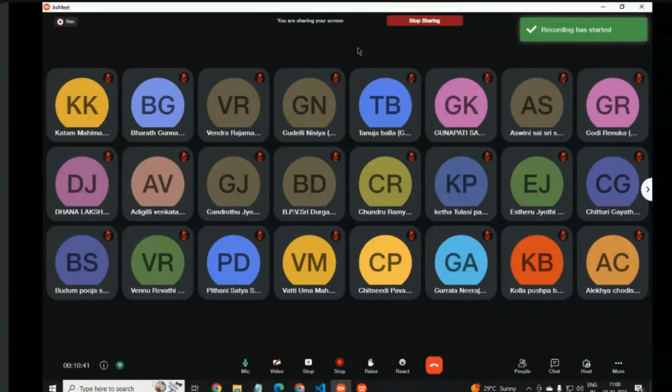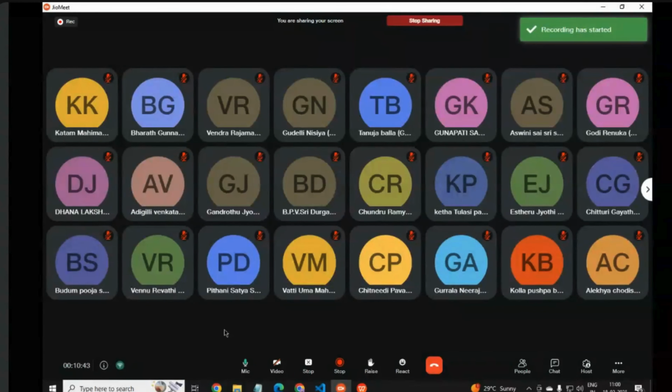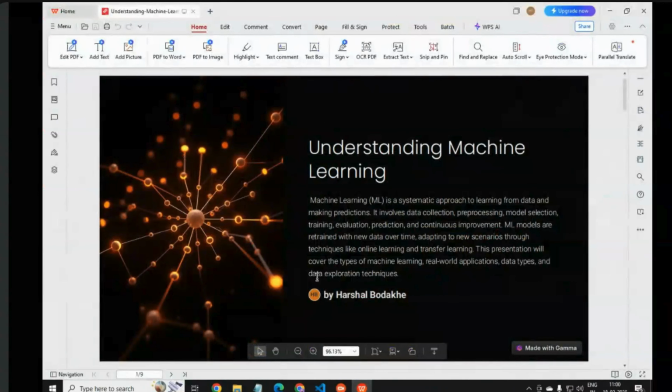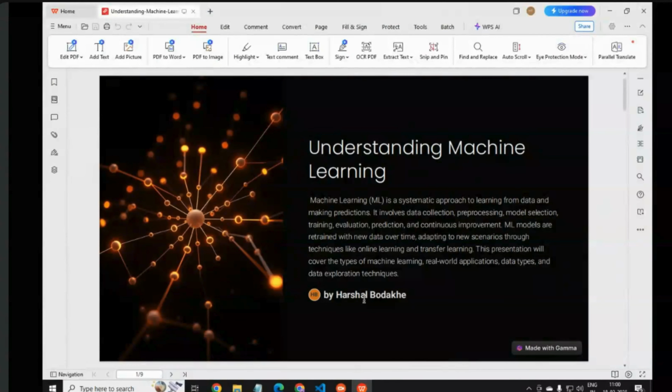So good morning guys. Today we have to see machine learning. Does anyone have an idea what machine learning is, other than Ashwini? Anyone? Tulsi, what is machine learning? Why do we use machine learning? Any questions like that?